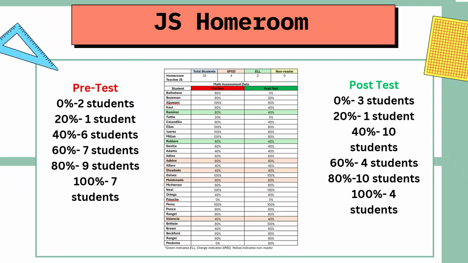Now, JS's class presents a different narrative. Students began with relatively strong performance, with many already scoring between that 60 and 100% range. However, post-test data shows a redistribution, with more students falling into the 40 and 60 ranges. That regression raises concern for me.